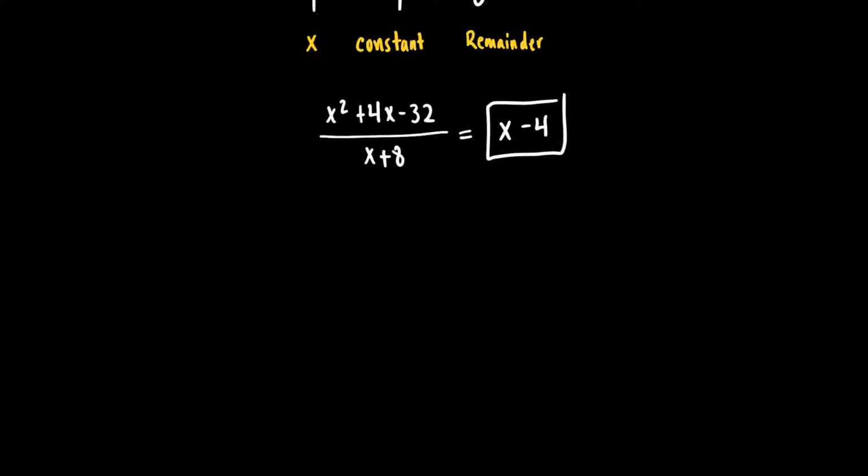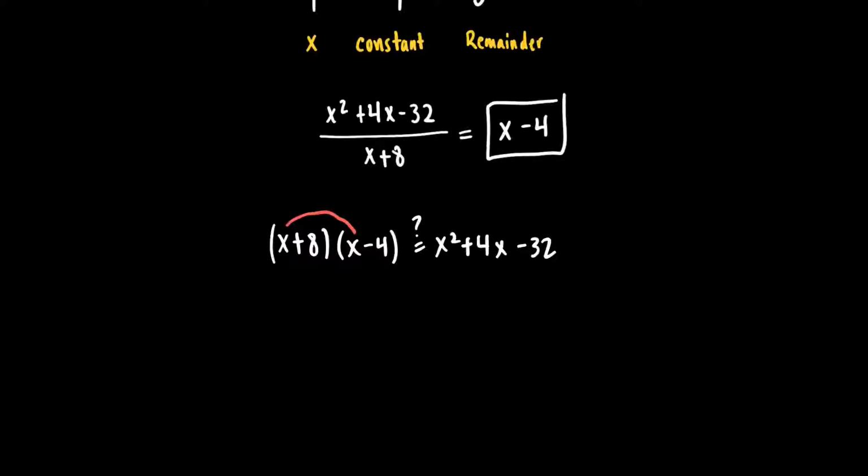So let's just double check that real quick. If we do x plus 8 and x minus 4, those should both be factors of x squared plus 4x minus 32. So the question is, are these things actually equal? I'm just going to put a question mark there. And let's multiply this out.